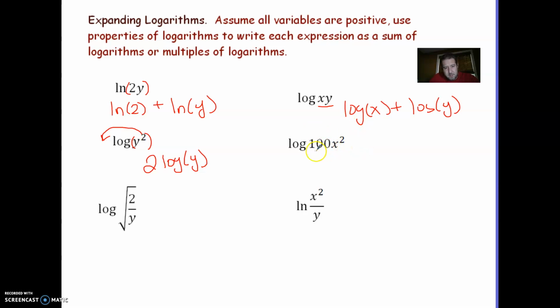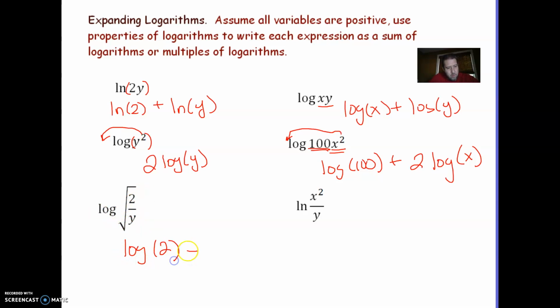Same thing goes here, but this is really 100 times x squared. So this is log of 100 plus, because it's multiplication, 2 times log of x. So the exponent got placed out in front, and then it's really 1's 100, 1's x. So this is division, which means it's subtraction. So this is log of 2 minus the numerator minus the denominator. So log of y. Square root of 2. Square root of and square root of.